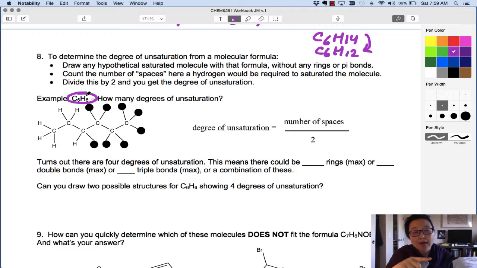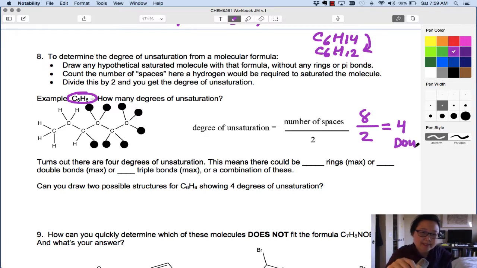To find out how unsaturated it is, we use the number of spaces divided by 2, because the number of spaces is the hydrogens that would have been there if it was saturated. For every 2 removed, that's a degree of unsaturation, like a ring or pi bond. So count these up: 2, 4, 6, 8. So 8 spaces divided by 2 is 4 degrees of unsaturation.